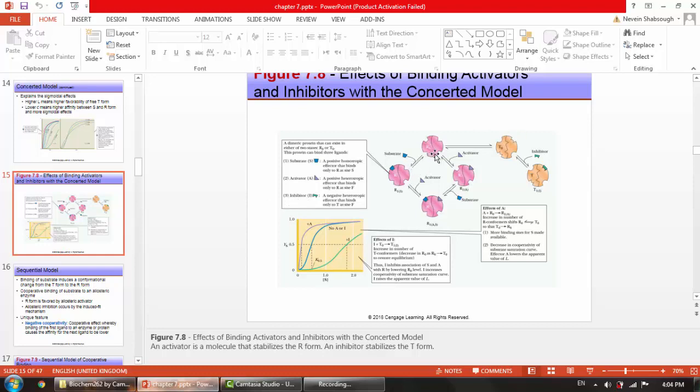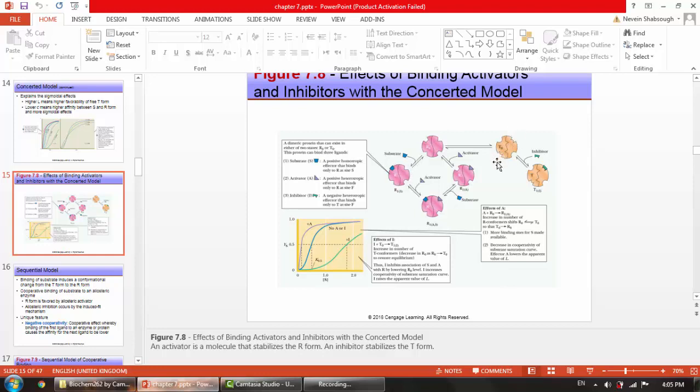Now, when the activator binds to the R form, the equilibrium shifts to the left, and less substrate molecules are required to reverse the equilibrium, and cooperativity will decrease. So what are the effects of adding the activator? A decrease in cooperativity, and also the value of L decreases too.